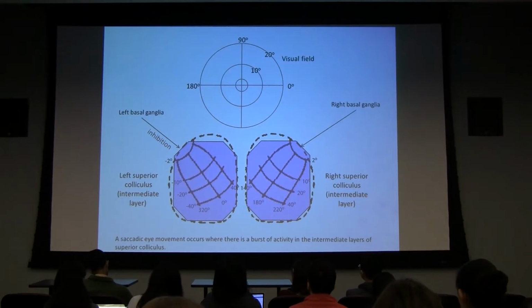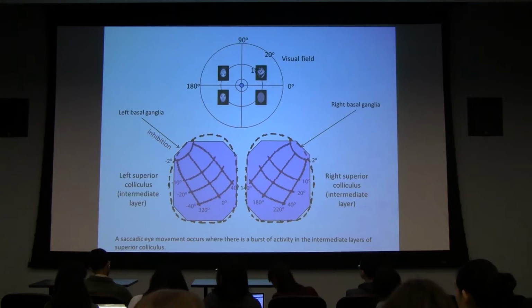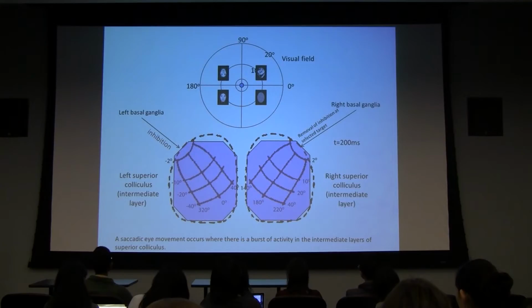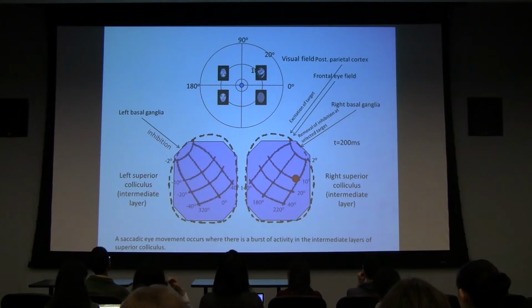All right, so for you to make a movement, these structures have to remove their inhibition. At 200 milliseconds, that happens, this inhibition is removed, activity comes from elsewhere in the cortex, and now you get activity in this location, and that location happens to correspond to this face, 10 degrees down over here. And so when there's activity here, that generates a movement.